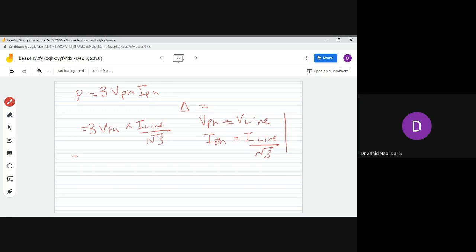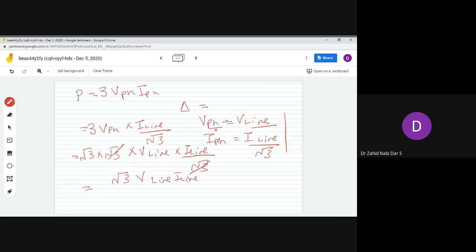Now you see this 3 can be written as root 3 into root 3. In case of delta, V phase is equal to V line, so we write V line into I line by root 3. This gets cancelled, so the power in terms of line quantities becomes root 3 V line I line in case of delta.